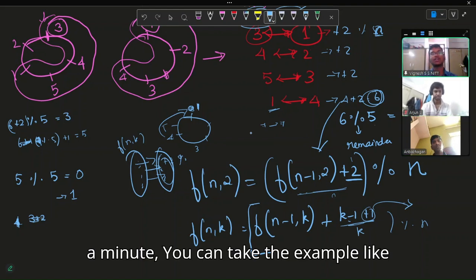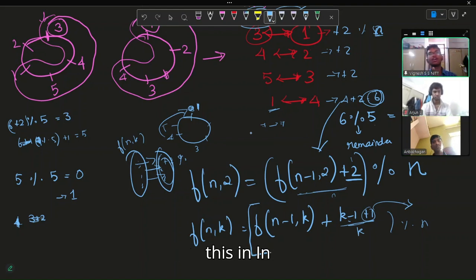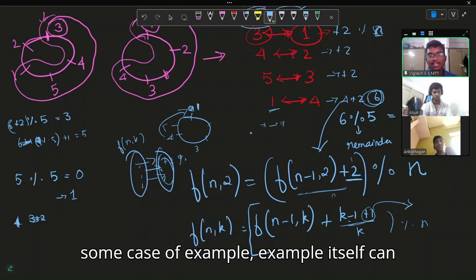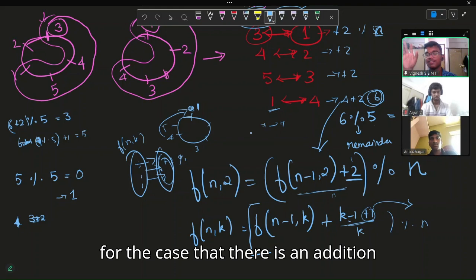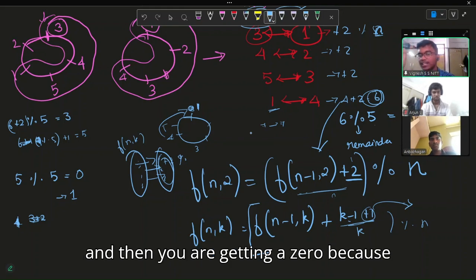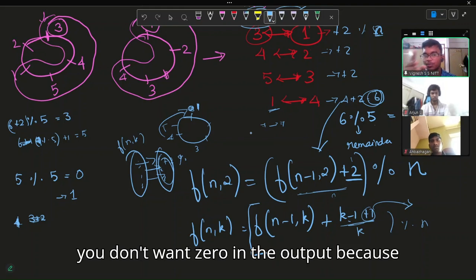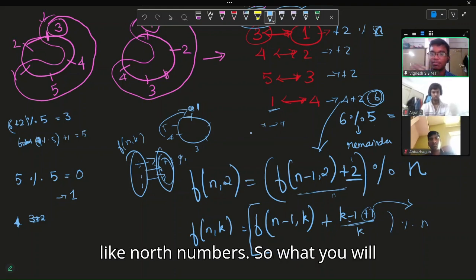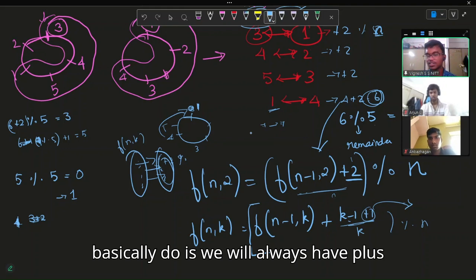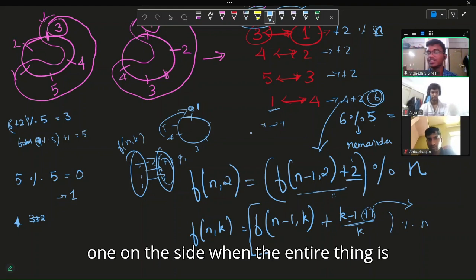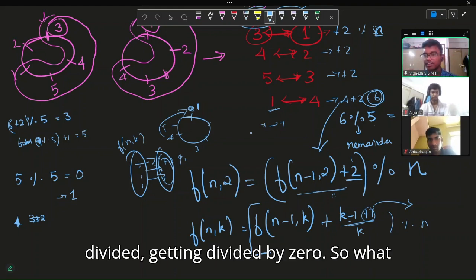Wait a minute. You can take the example like this. In some cases, the example itself can be more generalized rather than providing for the case where there is an addition and then you are getting a 0, because the modulo operation can provide 0, but you don't want 0 in the output because we are writing it only with soldiers numbered 1 to n. So what you will basically do is always have plus 1 on the side when the entire thing is getting divided.